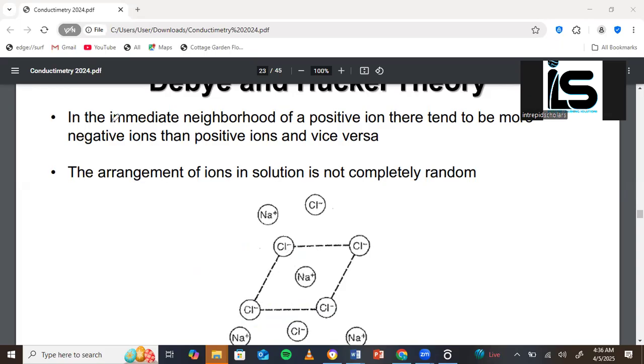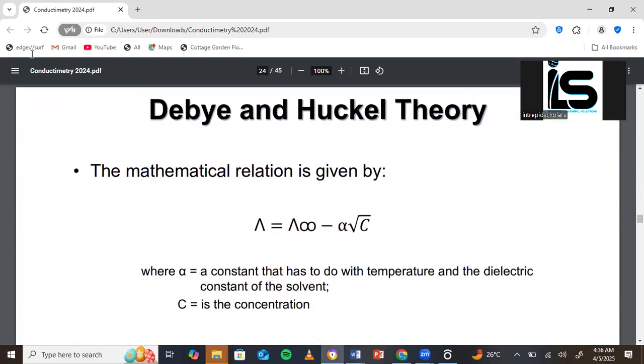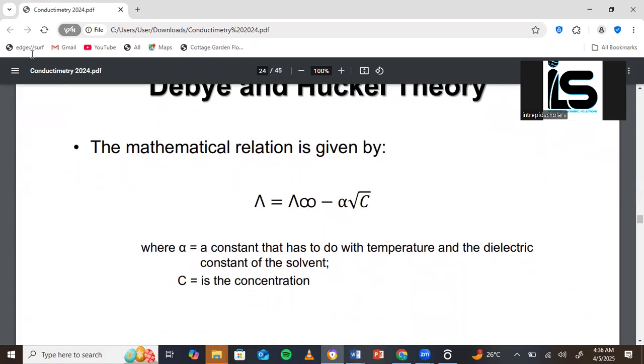The next thing I've written here is that in the immediate neighborhood of a positive ion, there tend to be more negative ions than positive, and vice versa, right? You realize that around a negative ion, there are more positive ions surrounding it. So what we are saying is that the arrangement of ions in solution is not random. Positive ions will be surrounded by negative ions, and negative ions will be surrounded by positive ions. Because of this ionic interaction, it decreases the mobility of ions. Very important to note.